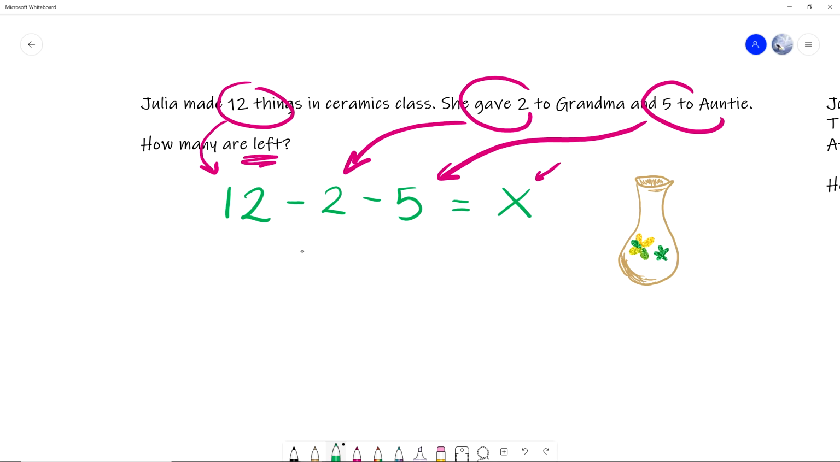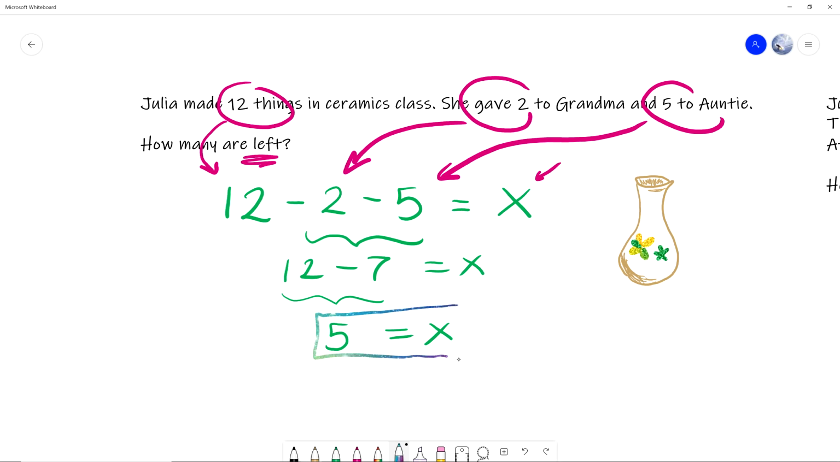Okay, so can you solve this equation? To make it easier, instead of 12 minus 2 minus 5, I make it 12 minus 7, which gives 12 minus 7 equals x. Very good. And 12 minus 7 equals 5, so 5 equals x. That equation tells you what the solution is. X is 5. Very good, Natalie. So 5 things were left.